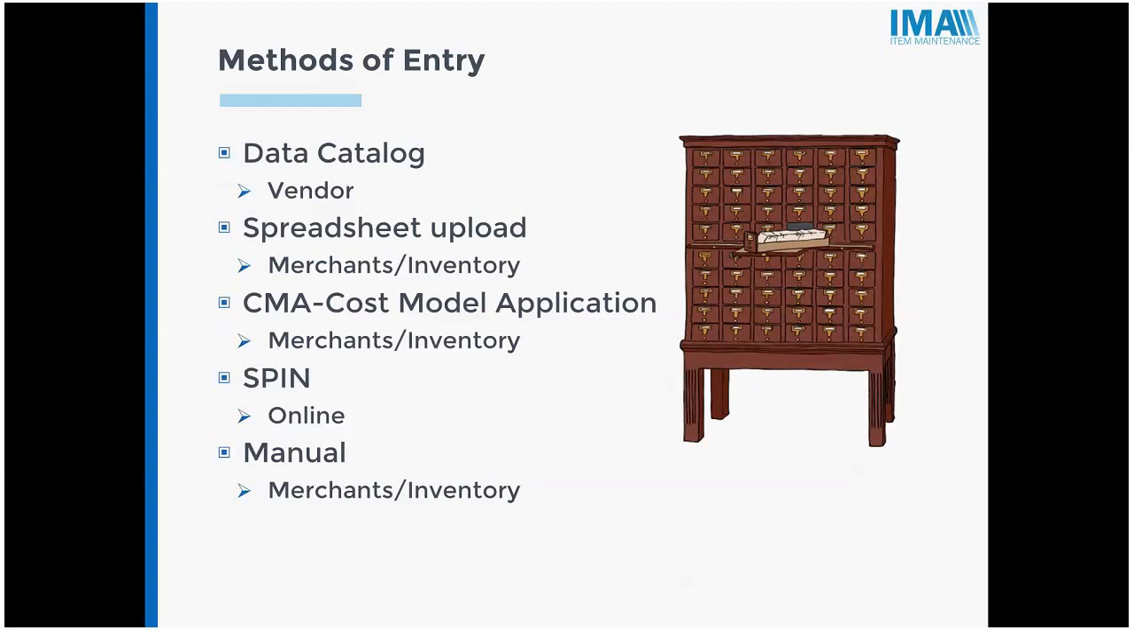There are several methods of entry within IMA. We do require vendors to use data catalog or a data sync provider. This allows vendors to enter information about their items to their data sync provider and then sync that information out to all of the retailers that they're supplying that product to. This really cuts down on the amount of time that it takes for them to set up items within all of the different systems. It creates a more efficient process for our vendors.